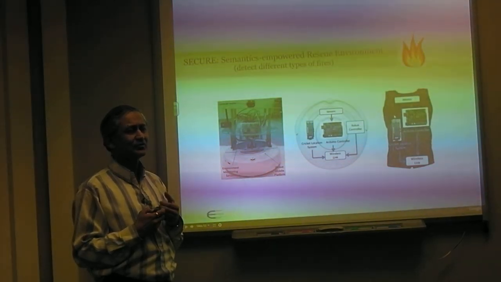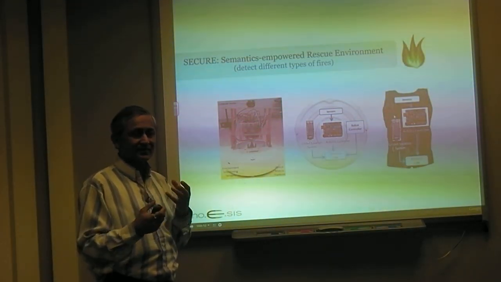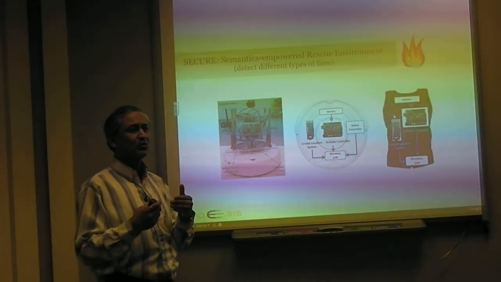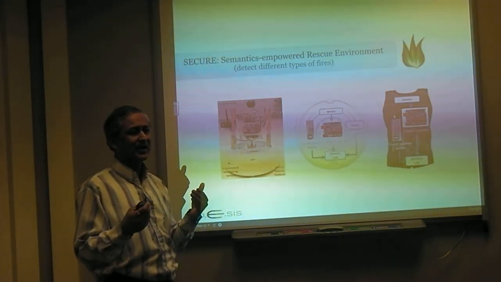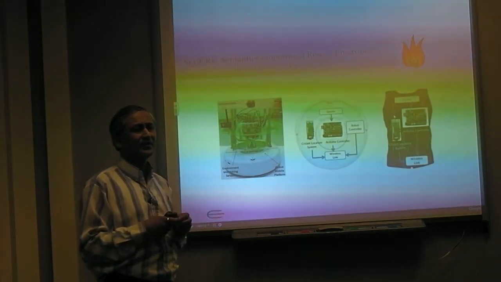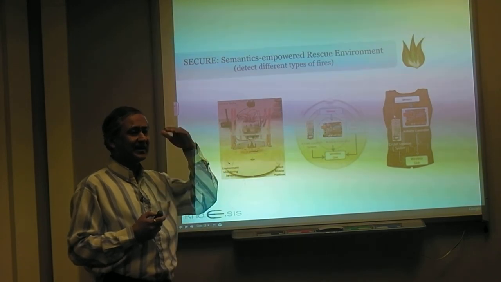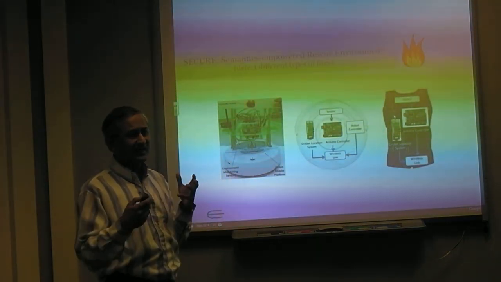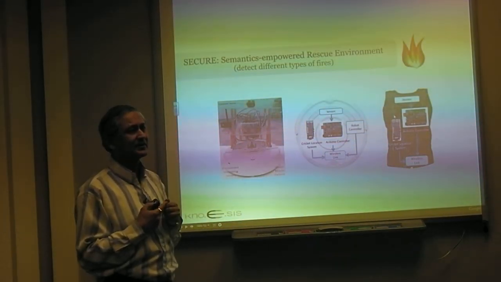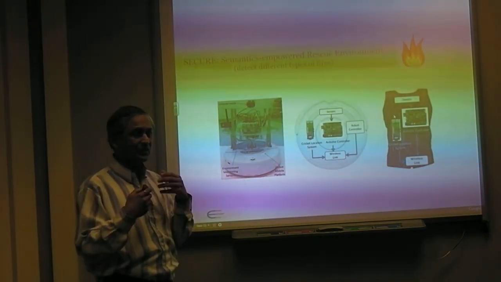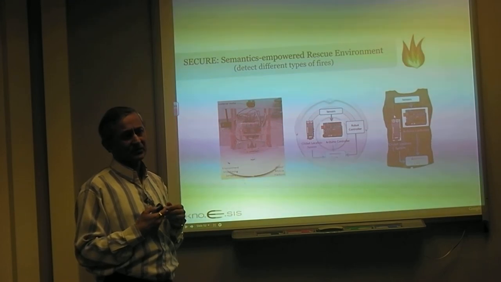Each fire has different features. Some produce more nitrogen, some produce more carbon dioxide or monoxide, some have more light, while some run at higher temperature. All of these allow you to then decide what kind of fire there is. So you can do that kind of reasoning. And all that processing is what is important, and that is what semantics makes easier.